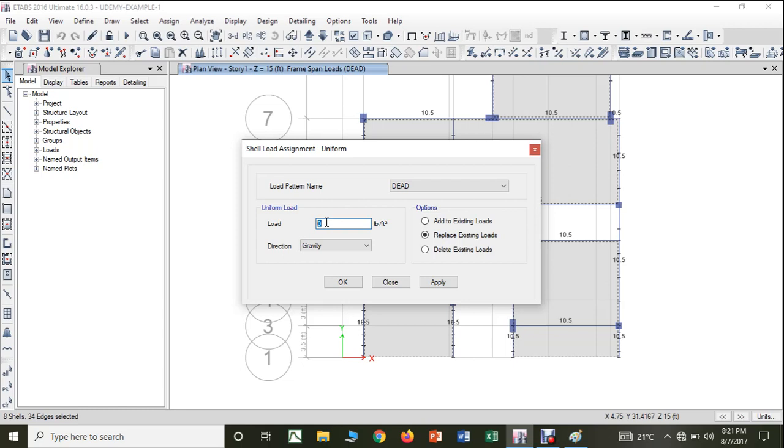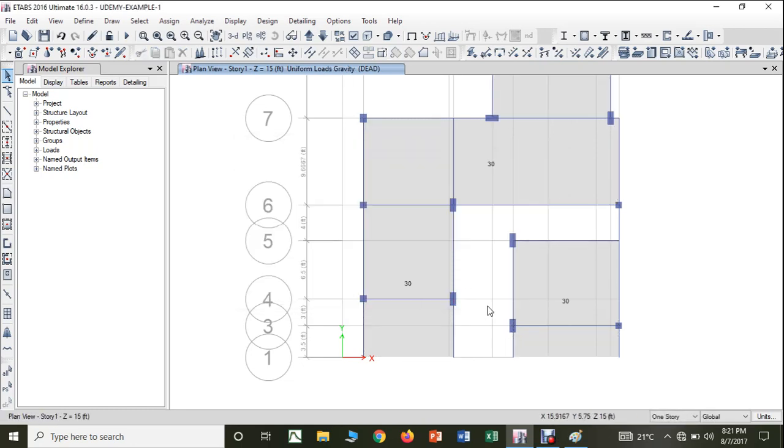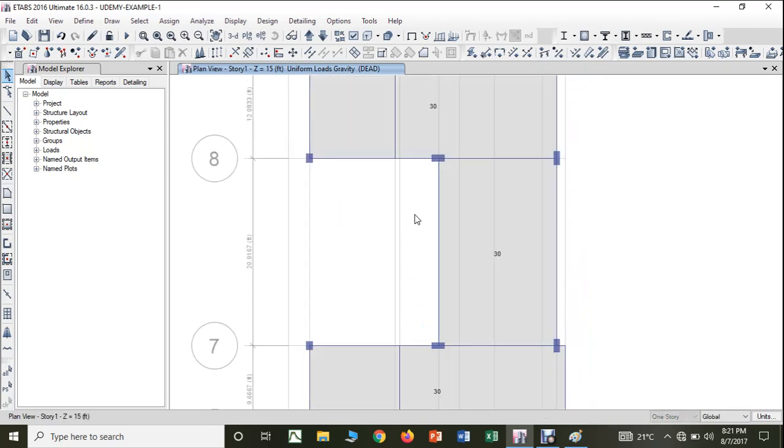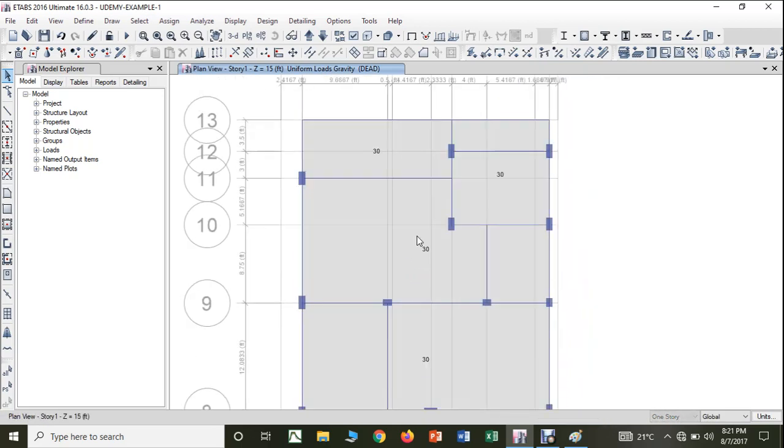It will be almost 30. So I have to apply 30 here, and definitely it will be in the gravity direction, so I will apply. So you can see the load of 30 pounds per square feet is applied on all the slabs.